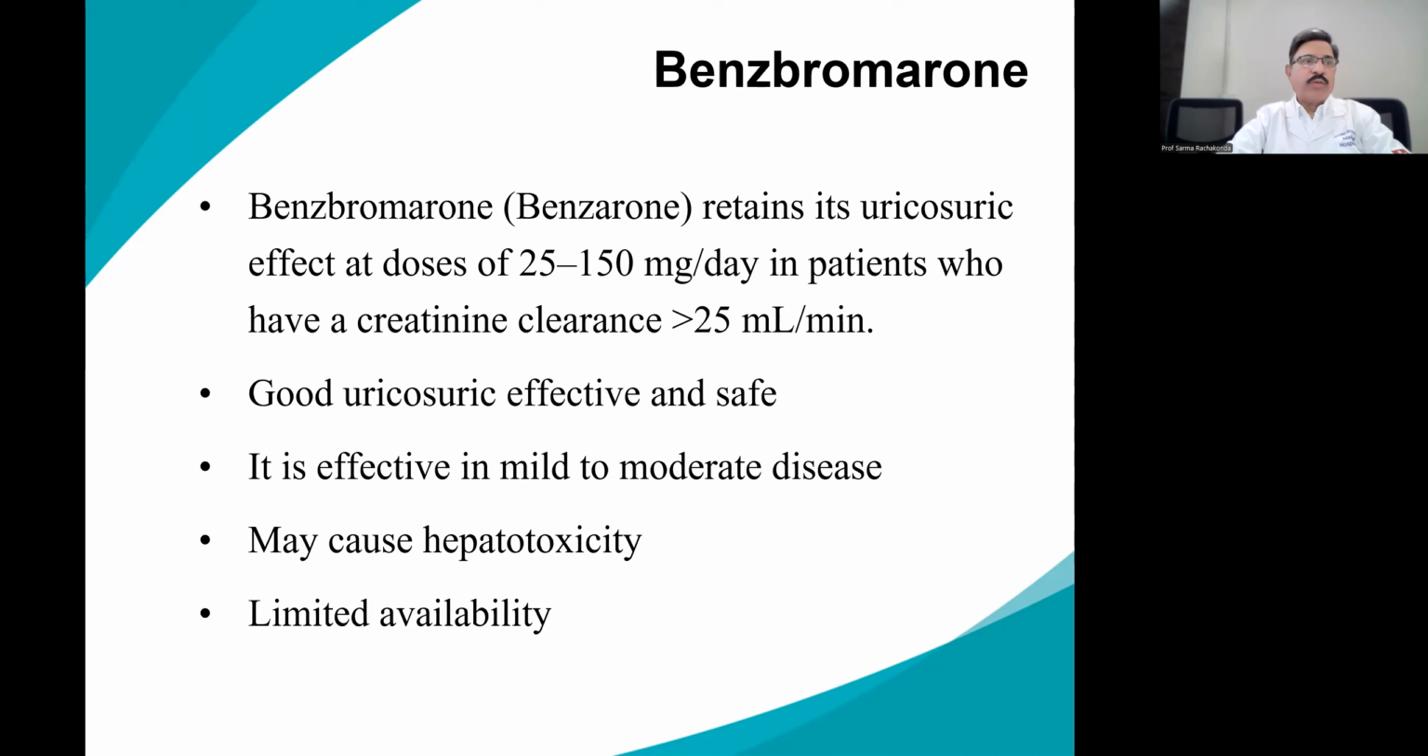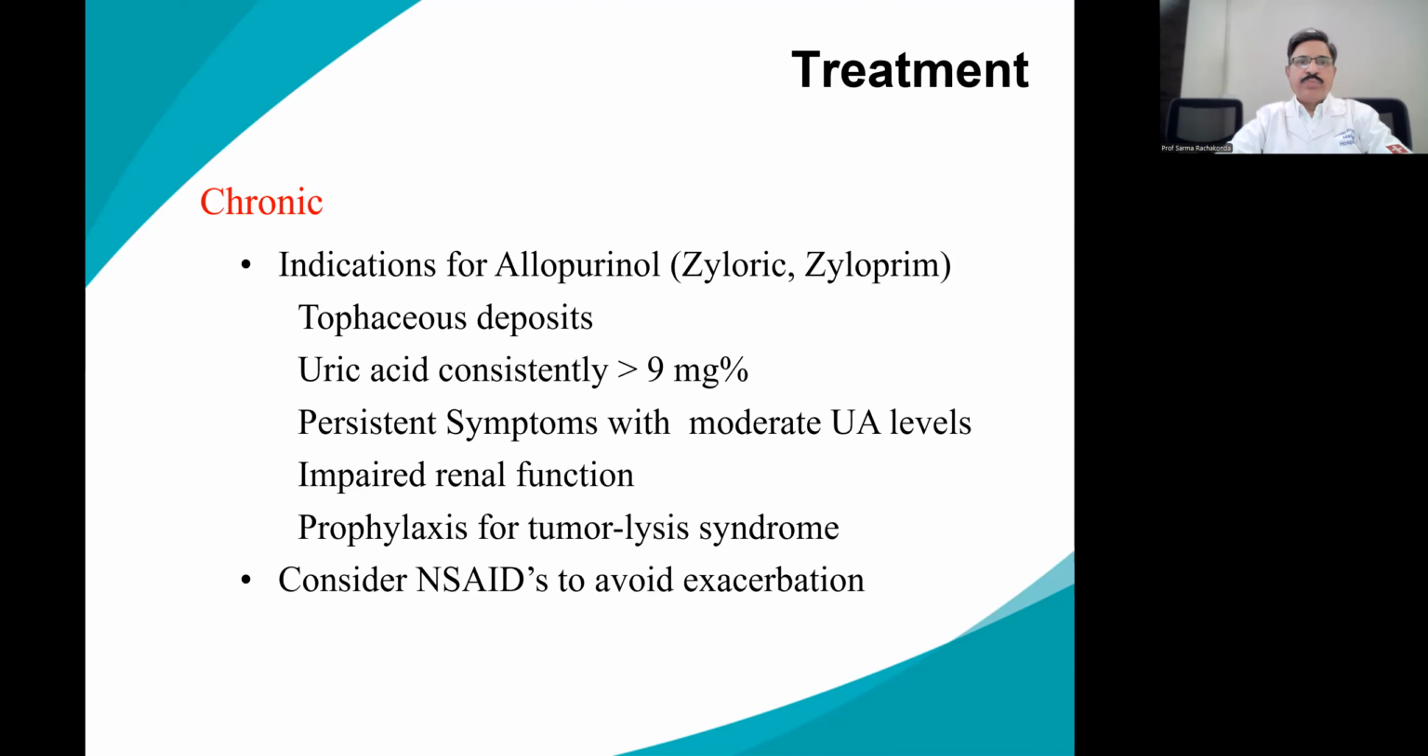Now, there is one more wonderful drug called benzbromarone. Benzbromarone is a new addition to the armamentarium for treatment of uric acid. In gout, it retains uricosuric effects at a dose of 25 milligrams to 150 milligrams, and can be used with a creatinine clearance of at least 25. That means not grade 4 and grade 5 CKD, but anybody with grade 1, 2, 3 CKD can also take it. Good uricosuric effect is there, effective in mild to moderate disease, may cause hepatotoxicity. It's not available in all the centers.